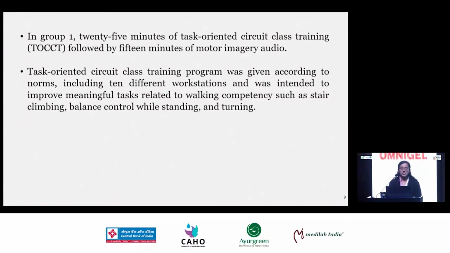In group 1, 25 minutes of TOCCT, followed by 15 minutes of motor imagery audio. The TOCCT training program was given according to norms, including 10 different workstations, and was intended to improve meaningful tasks related to walking competencies such as stair climbing, balance control while standing and turning.